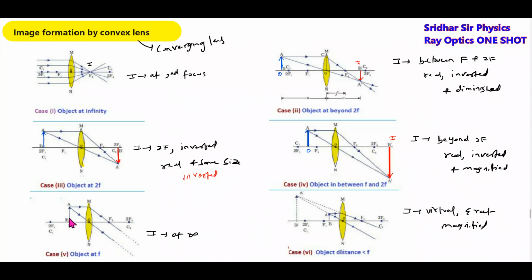If object at focus, ray parallel to optic axis after refraction will pass through focus, ray passing through optic center, both will be parallel to each other, the image will be at infinity. If object is at a distance less than f, between focus and the pole, less than focal length, then final image will be formed. This will be virtual, erect and magnified. So for a real object, the convex converging lens will form real image, virtual image.